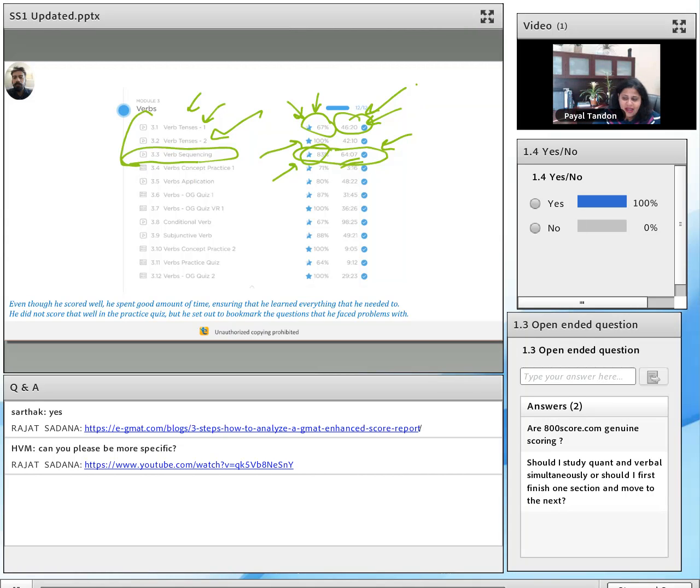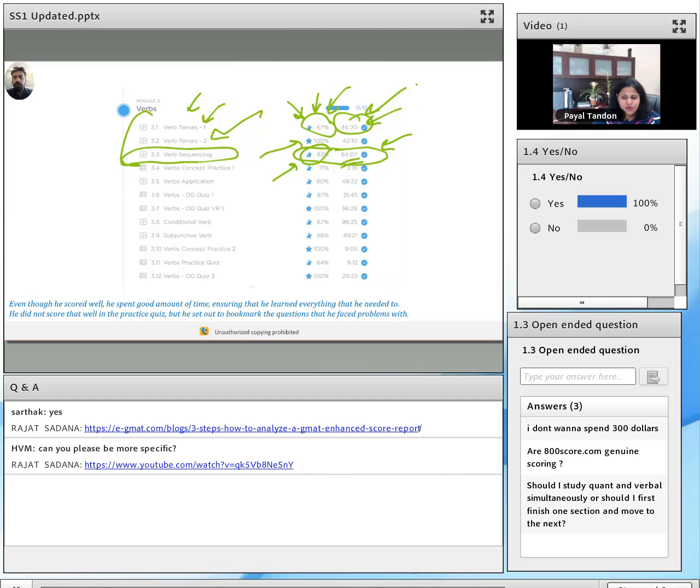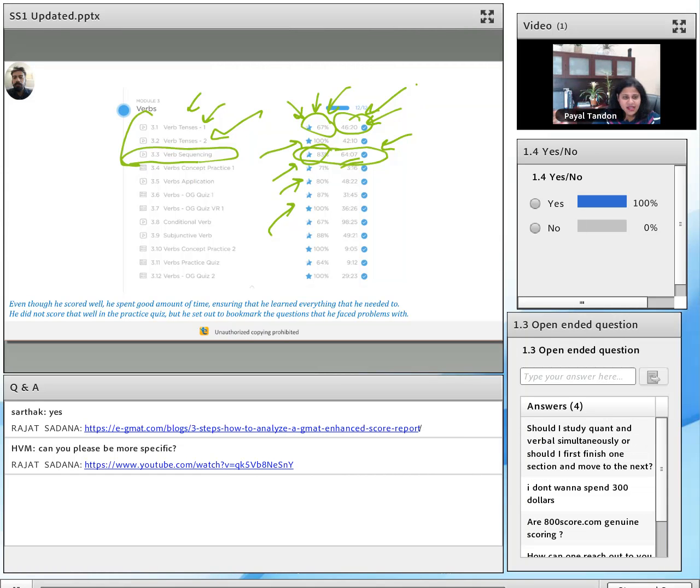Now, if Sahil had ignored the 67% and moved on, he wouldn't have been able to score that high in his application file, right? He wouldn't have been able to score that high in his OG quizzes, right? The whole reason why he's able to score well is because he spent that amount of effort in order to solve questions, okay? Does it help you to understand? Do you understand how to implement feedback?